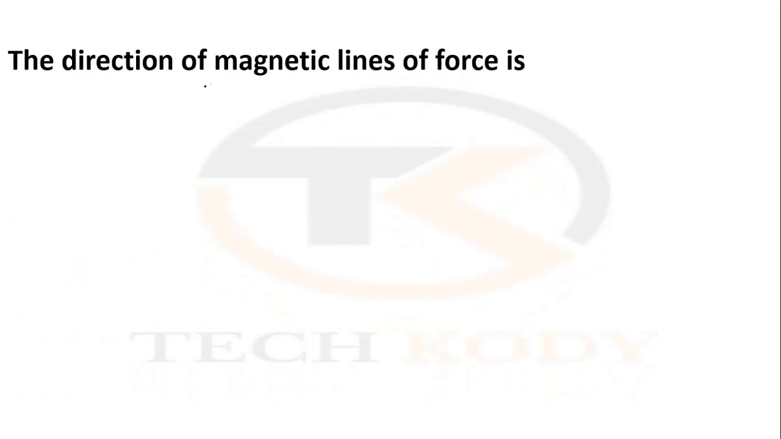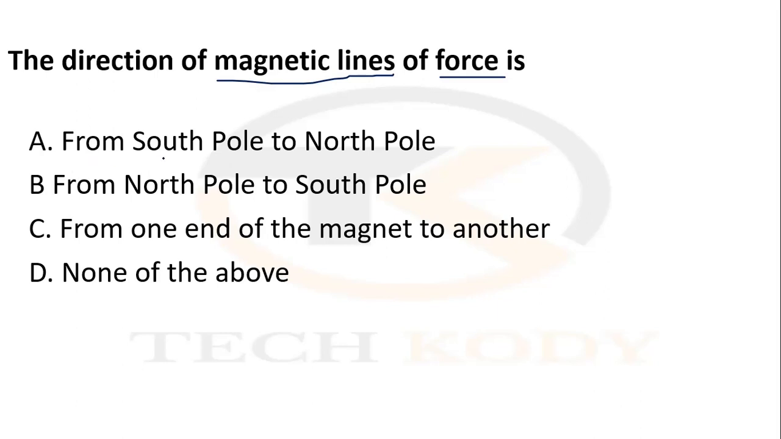The direction of magnetic lines of force is from south pole to north pole, from north pole to south pole, from one end of the magnet to another, or none of the above. Here you can see that the direction of magnetic lines of force is always from north pole to south pole.